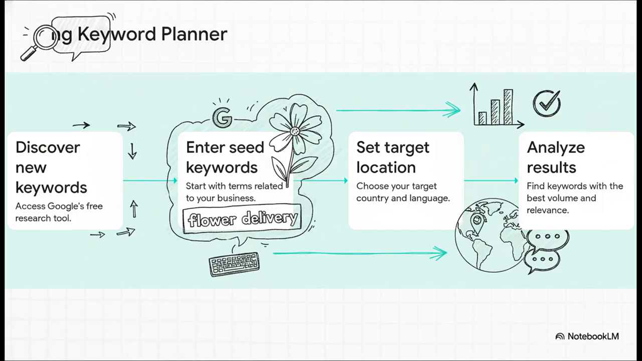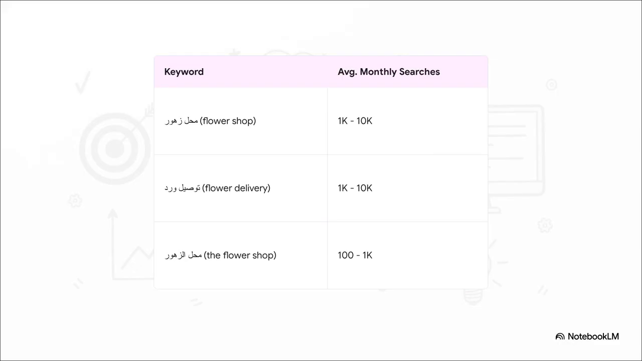Well, Google actually gives you a fantastic and free tool called the Keyword Planner. All you have to do is go to Discover New Keywords, pop in a few ideas related to your business, maybe something like flower delivery, set your target location and language, and just let Google do all the heavy lifting for you. And this is a little peek at what you'll get back.